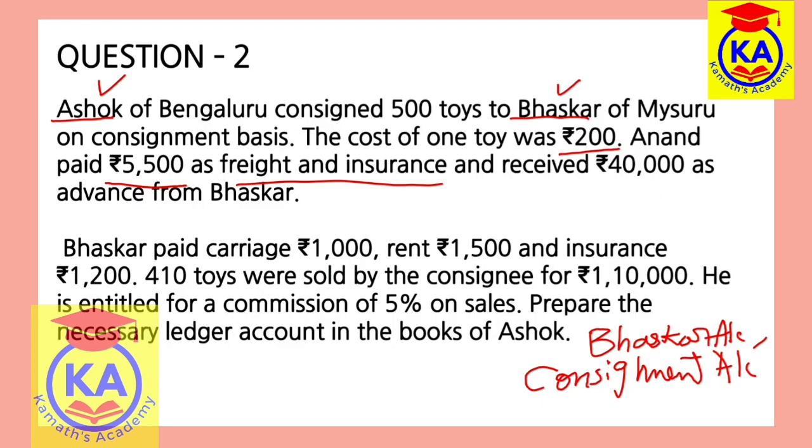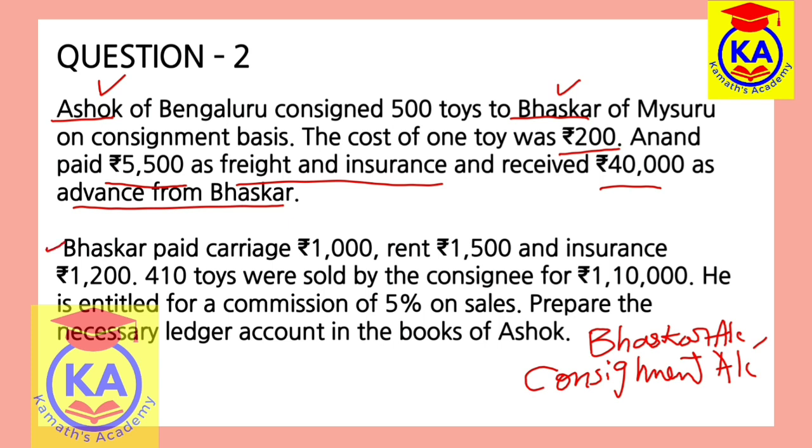And received 40,000 as advance from Bhaskar. So received 40,000 as advance from Bhaskar will not be mentioned in consignment account, but it will be mentioned in Bhaskar account. So let's move on with next para.